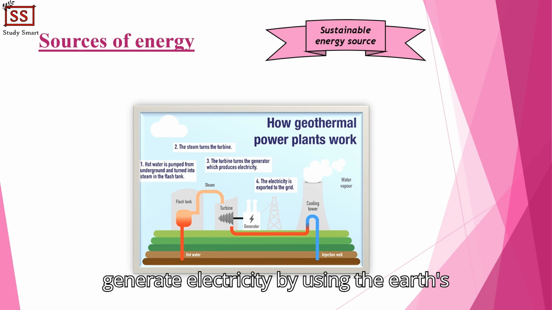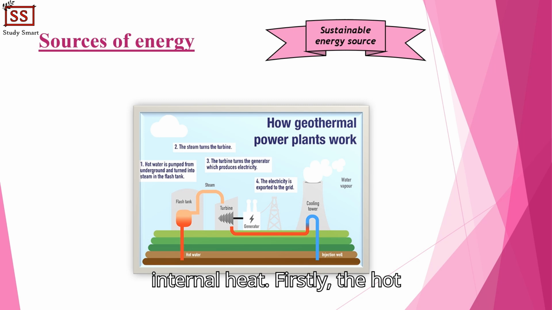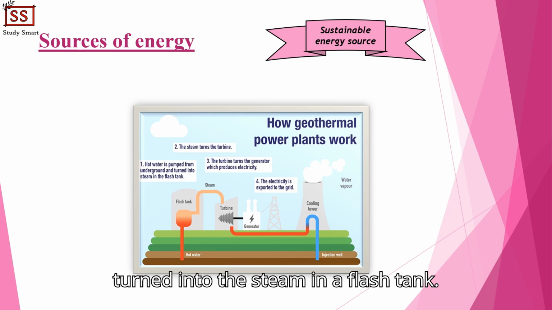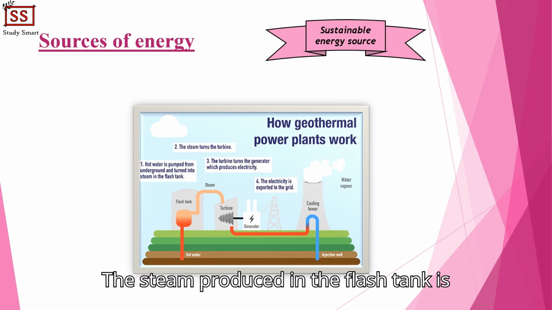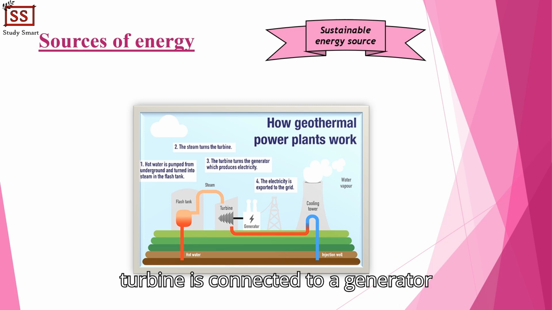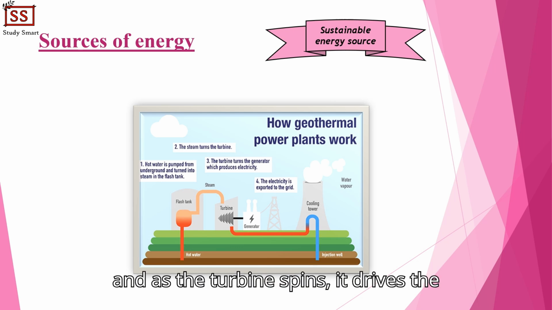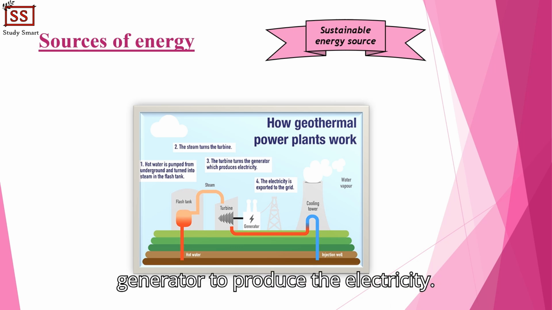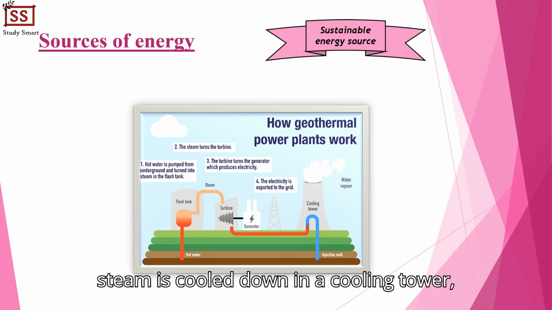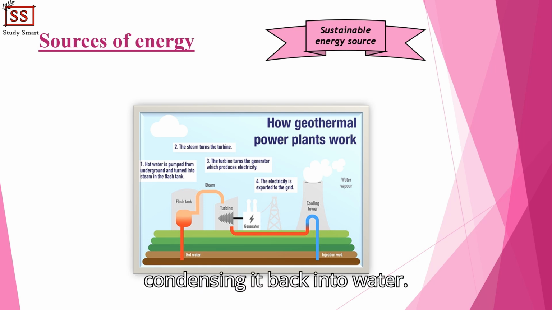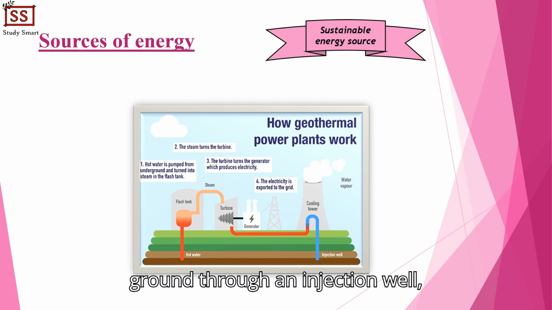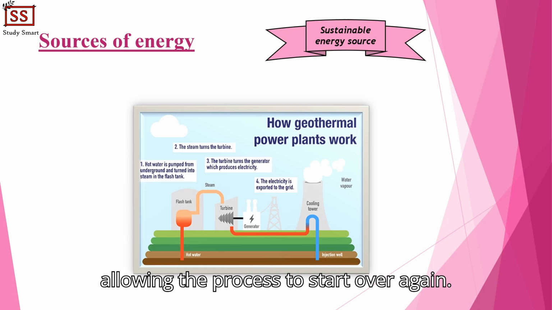Geothermal power plants generate electricity by using the Earth's internal heat. Firstly, the hot water is pumped from the underground and turned into the steam in a flush tank. The steam produced in the flush tank is directed to turn a turbine. The turbine is connected to a generator, and as the turbine spins, it drives the generator to produce the electricity. After passing through the turbine, the steam is cooled down in a cooling tower, condensing it back into water. The cooled water is injected into the ground through an injection well, allowing the process to start over again.